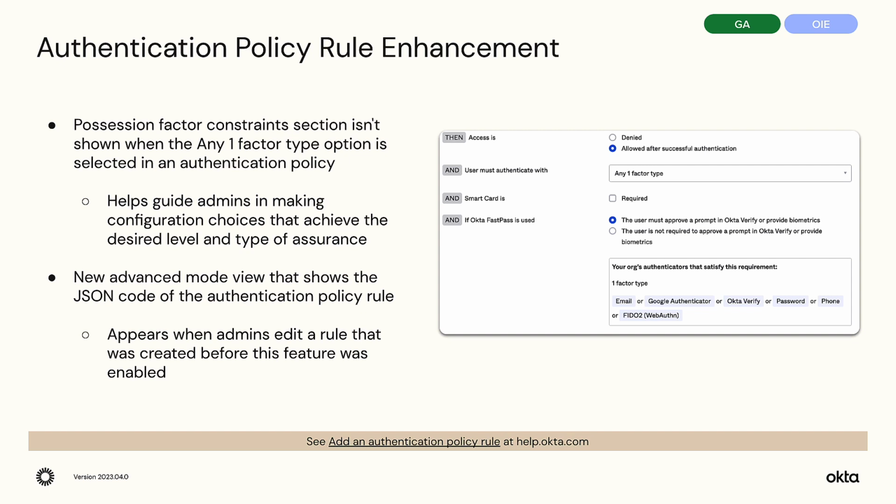There is also a new advanced mode view that shows the JSON code of the authentication policy rule. It appears when admins edit a rule that was created before this feature was enabled, when their org has any authentication policy rules in which the Any One Factor type option was selected, and when possession factor constraints were configured. This provides admins with a summary of the options that were selected before this feature was activated.